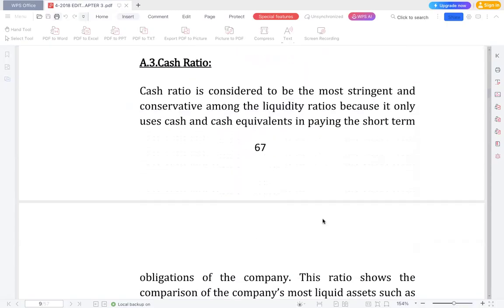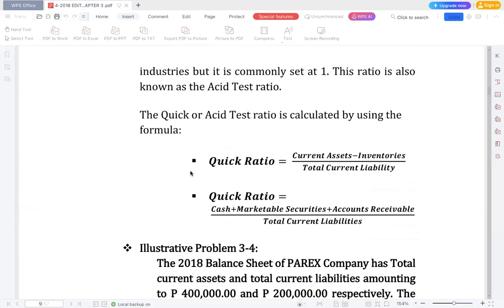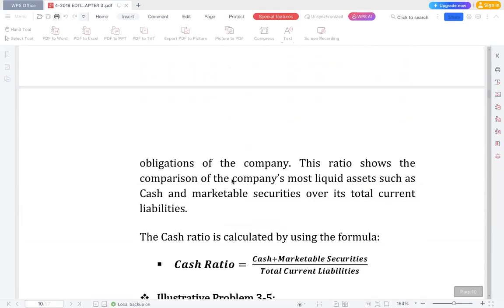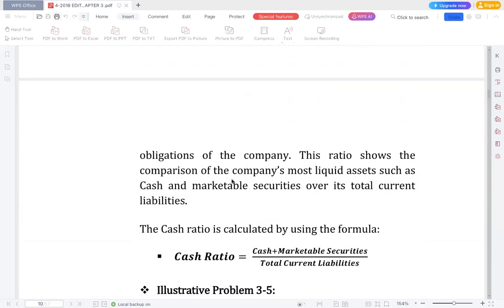Let's proceed to cash ratio. It is considered the most stringent and conservative among the liquidity ratios. Why? Because it only uses cash and cash equivalents in paying the short-term obligation. So, in acid test ratio, or quick ratio, this is the acid test ratio, we disregarded inventory. Now, in cash ratio, we also do not consider inventory as well as receivable.